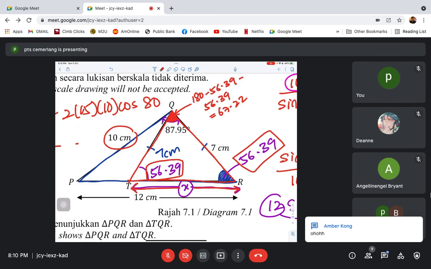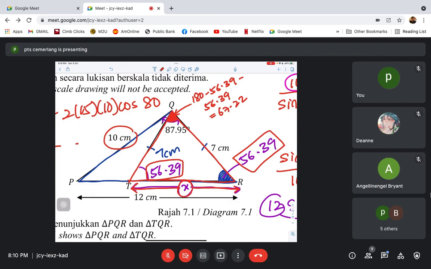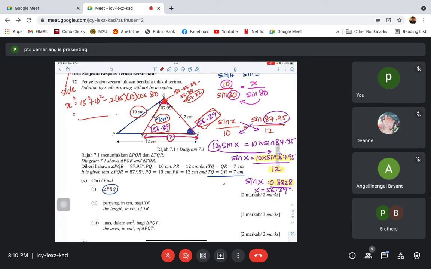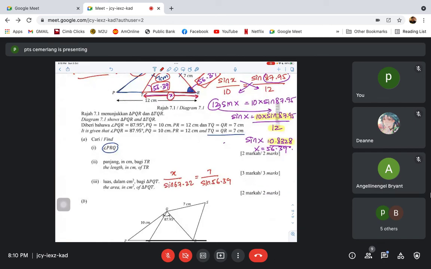Alright, so now this one is the side TR that you want to find, and this one is its partner, 67.22. Which other partner? 7 and 56.39 is the other partner, right? So I can use my sine rule because I have two sets of partners already. So now I can say that x over sine 67.22 equals 7 over sine 56.39. Do you think you can do this, Amber?